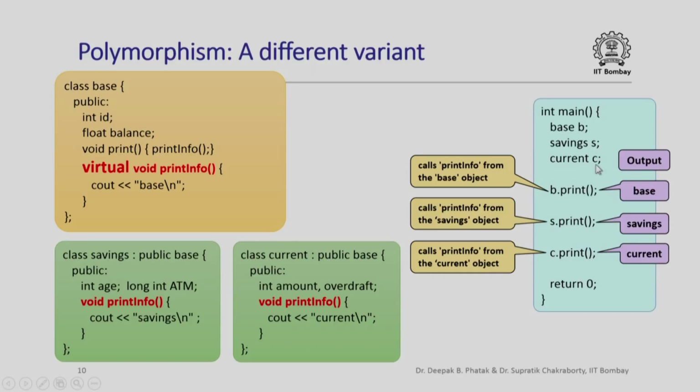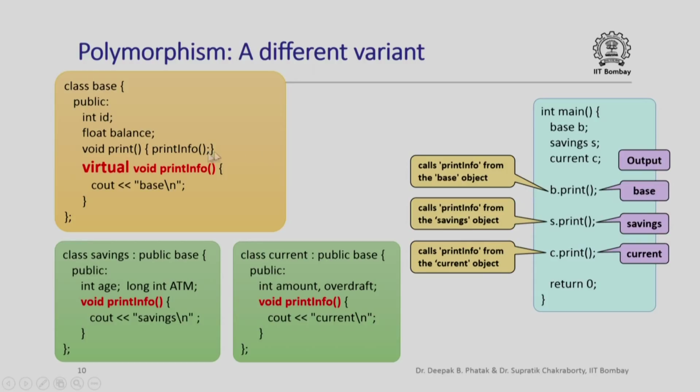Once again, c being an object of the class current is also an object of the class base. So, c dot print will cause an invocation of this method in the class base. In the body of that method, print info is going to get called, but print info is declared as virtual. So, we have to ask what is the context in which this method print info is being called. The context is an object of class current, and therefore, because print info is declared as virtual, we must call print info as defined in the class current, and therefore current will get printed here.